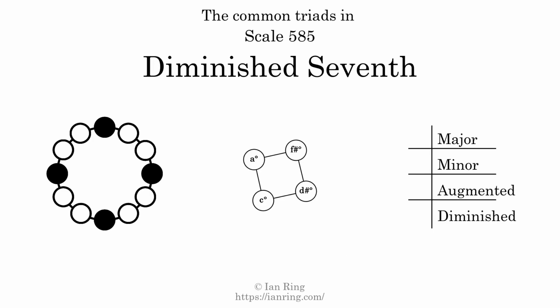The diagram in the center is a graph of parsimonious voice leading between triads. There are no major triads. There are no minor triads. There are no augmented triads. There are 4 diminished triads. Here is a Hamiltonian path of parsimonious voice leading that uses all the triads.